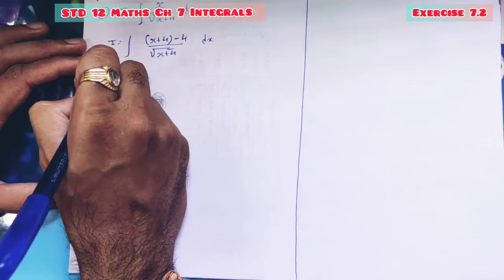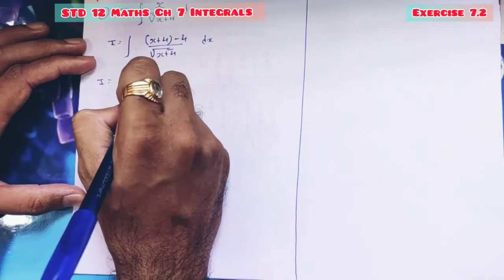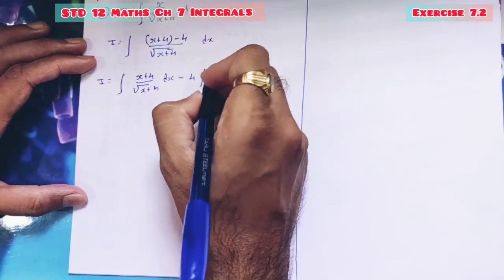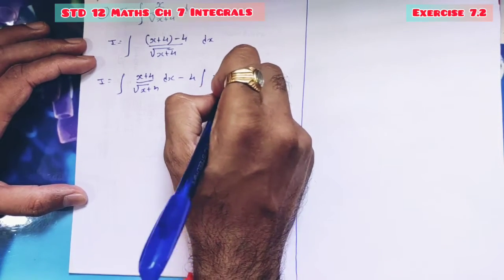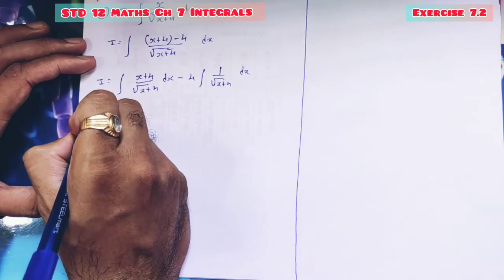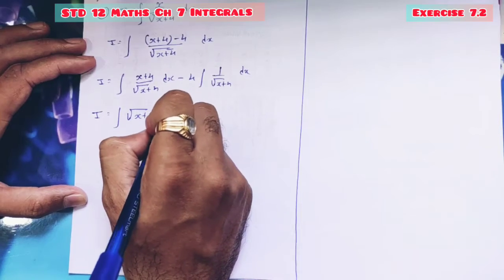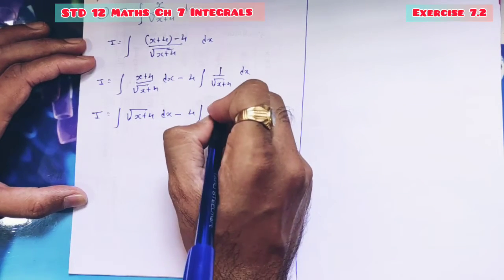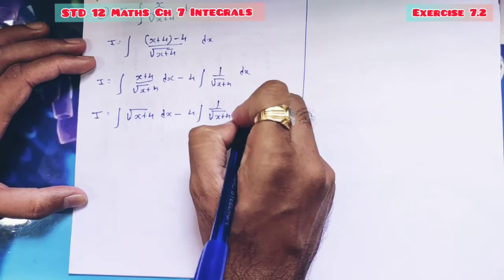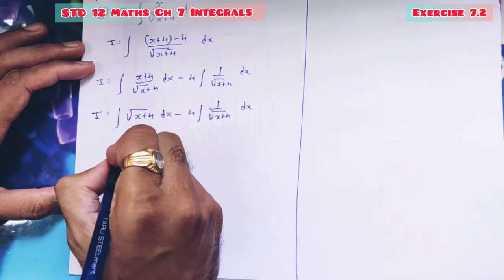So I equal to, this will be x plus 4 upon square root of x plus 4 dx minus 4 constant upon square root of x plus 4 dx. So your square root will be cut. So our I will be square root of x plus 4 dx minus 4 into 1 upon square root of x plus 4 dx. Done. Now take this x plus 4 as a t.